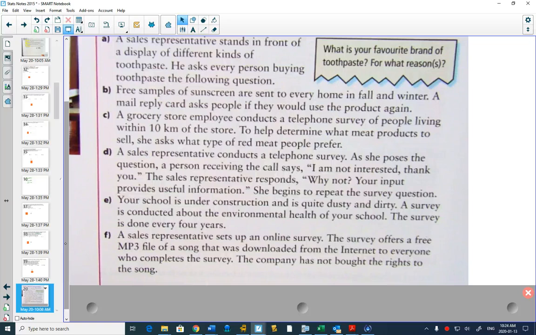Have you ever had this before? Where you answer the phone and there's some sort of survey and they just keep asking things? Okay. They're not giving the person the right to refuse to answer the question.